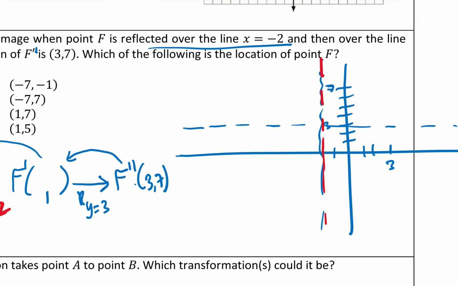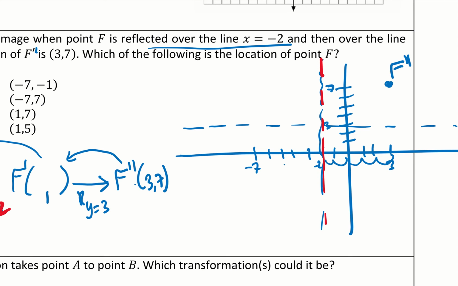So let's do y equals 3. So if we have 3, 7, and that's f double prime, I'm going to reflect it about that, which means the distance is 1, 2, 3, 4, 5 spaces on the other side, right? So 1, 2, 3, 4, 5 spaces. So this is -2, -3, -4, -5, -6, and -7. So now it's at -7, but the y value is still going to be 7. So this is my f prime. This is what it was before reflected.